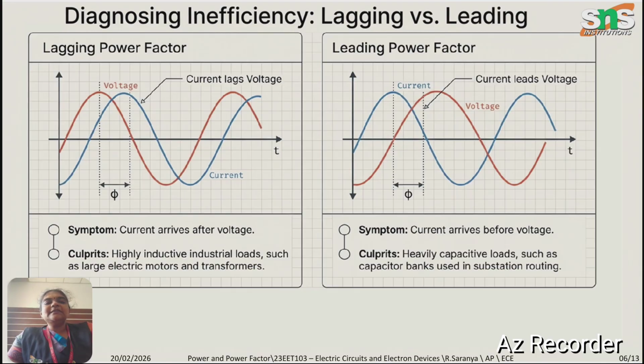Leading power factor is when the current arrives before the voltage. So when your circuit has a heavy capacitive load, such as capacitor banks or substation routings, the current will be leading the voltage. Okay, these are the two scenarios where the inefficiency will take place in case of power factor. One is lagging power factor, another one is leading power factor.